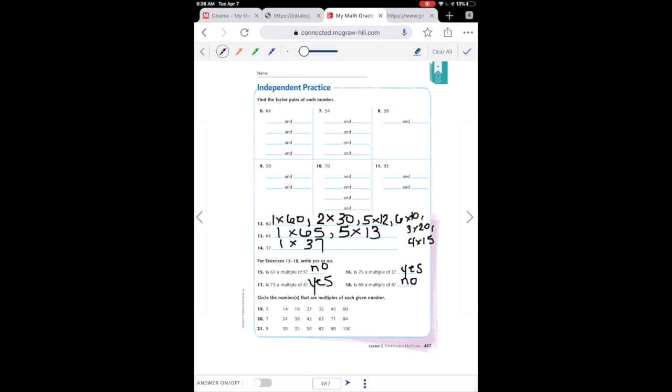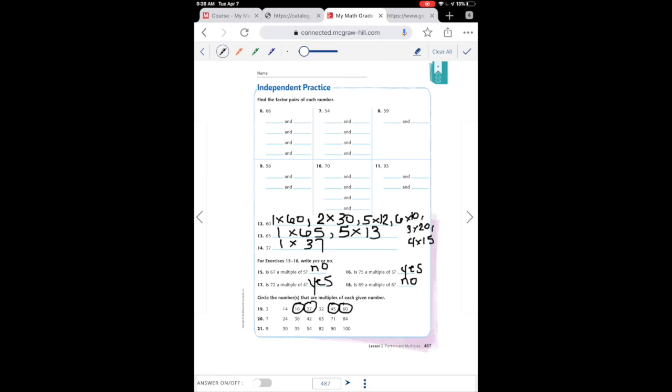Next one, 19, 20, 21. Circle the numbers that are multiples of each given number. So it gives you a 3, and you need to circle all the numbers that are multiples of 3. So if I skip count by 3, will I ever say 14? No. Will I say 18? Yes. Will I say 27? Yes. Will I say 70, or will I say 32? No. Will I say 45? Yes. And will I say 60?